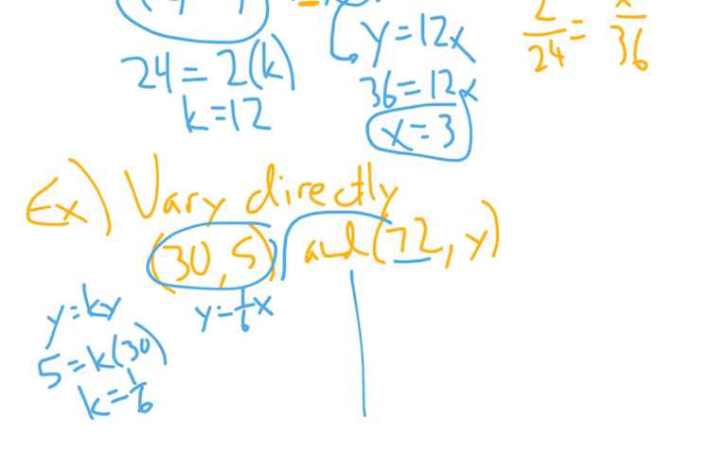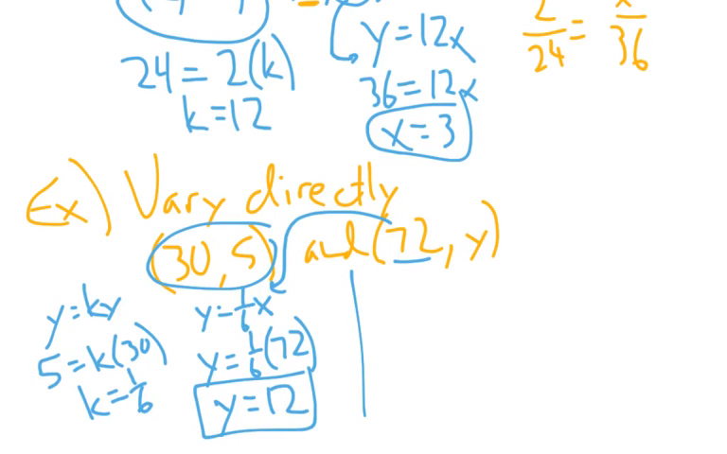Plug in the 72 for x. So y equals 1/6 of 72. And that would give us y equals 12. That's one way. Other way, 5 over 30, or actually, you know what? Let's just mix it up. Let's have fun. Let's go 30 over 5. It doesn't matter, as long as we're consistent. 30 over 5 is equal to 72 over y.